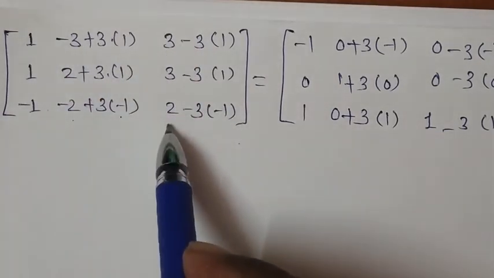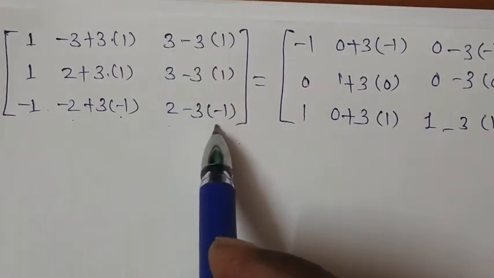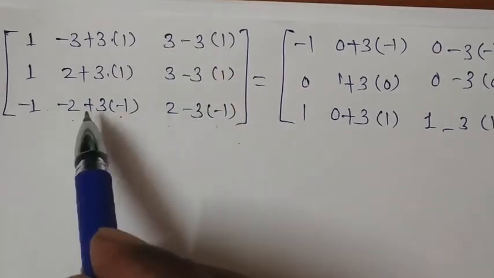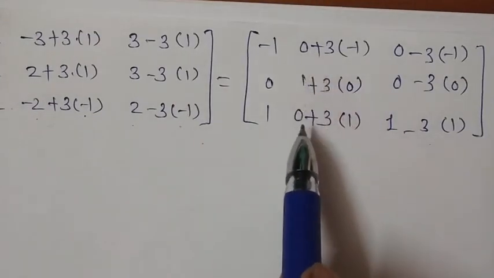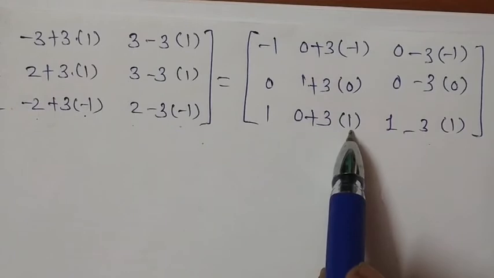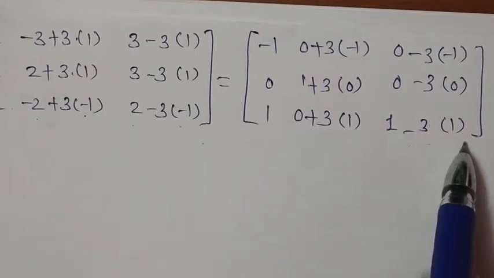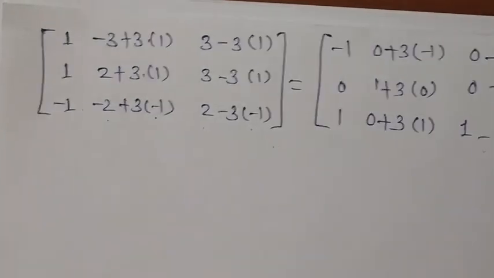Same, column 3 minus 3 times column 1. The same change is here: again, second column plus 3 times the first column, and third column minus 3 times the first column. Now you have to solve that for the answer.